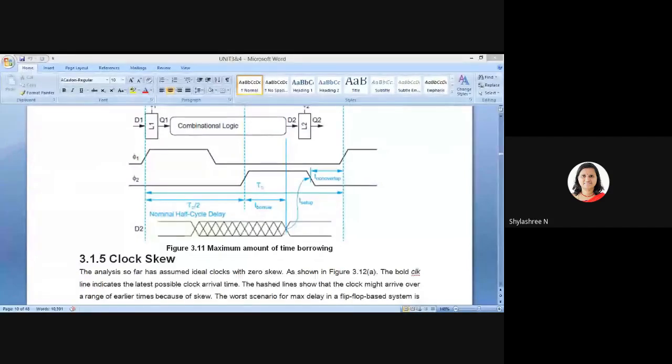First of all, there are two types of time borrowing. One is intentional time borrowing, and the next method is opportunistic time borrowing. So there are two types of time borrowing: intentional time borrowing and opportunistic time borrowing. Then what do you mean by intentional time borrowing?